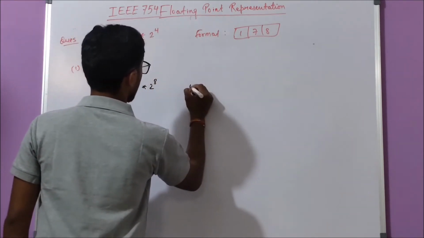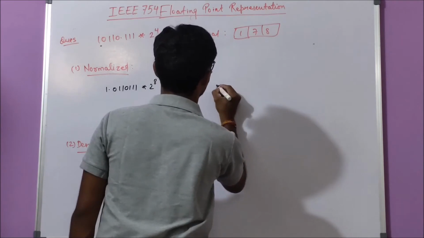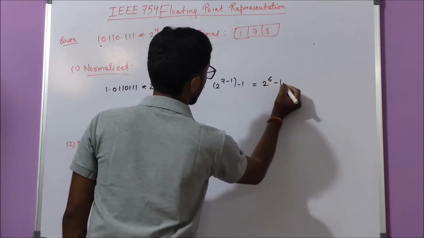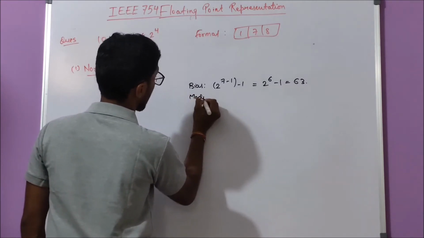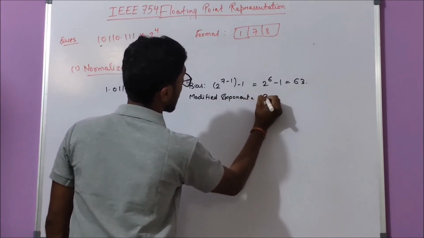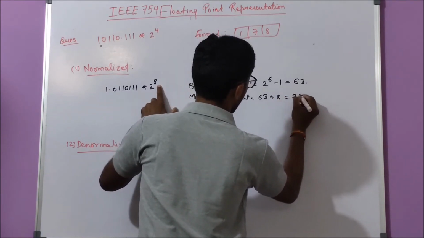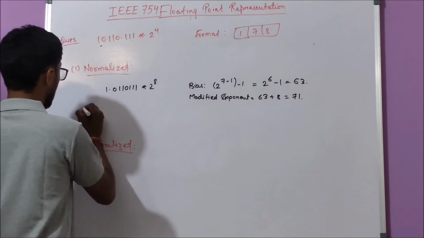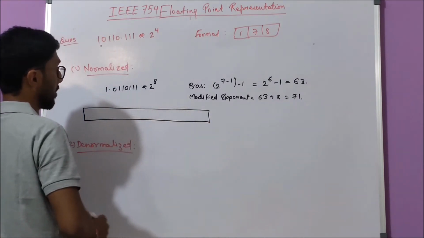Now bias. The modified exponent is 7 bit, so 2 की power 7 minus 1, which is 2 की power 6 minus 1, which is 63. We have bias, so we can calculate modified exponent: 63 plus 8, which is 71. Okay, so let's put the values here. Let's do it for this, then we will put values simultaneously.